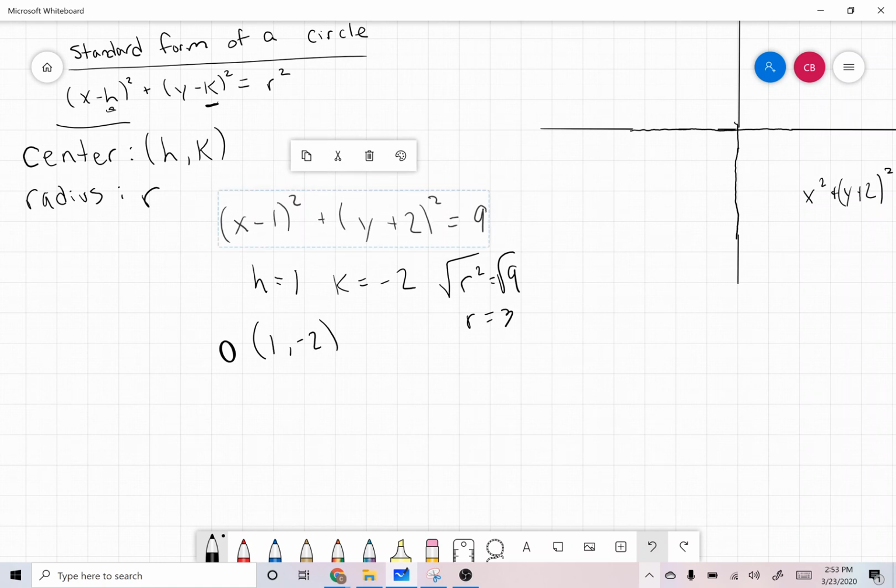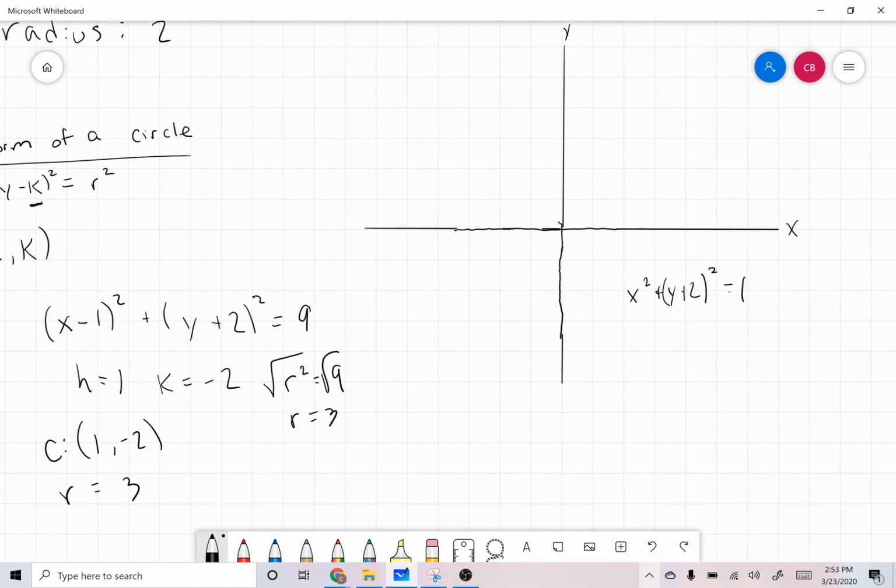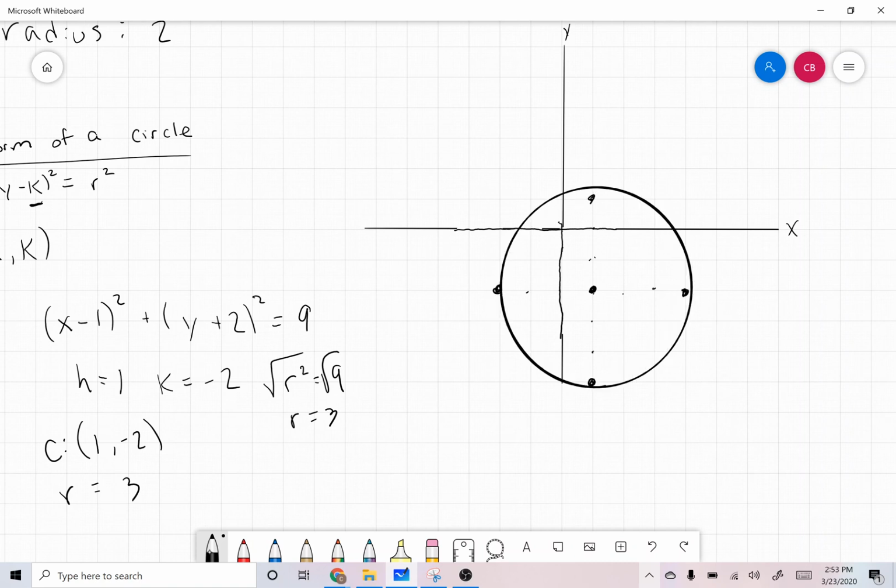And then we've got our radius at 3. So we go to 1 and negative 2. So 1, negative 2, there's the center. Then we're going to count 3. 1, 2, 3. Always up, down, left, and right. Then we draw our circle the best we can. And there would be our graph of this equation.